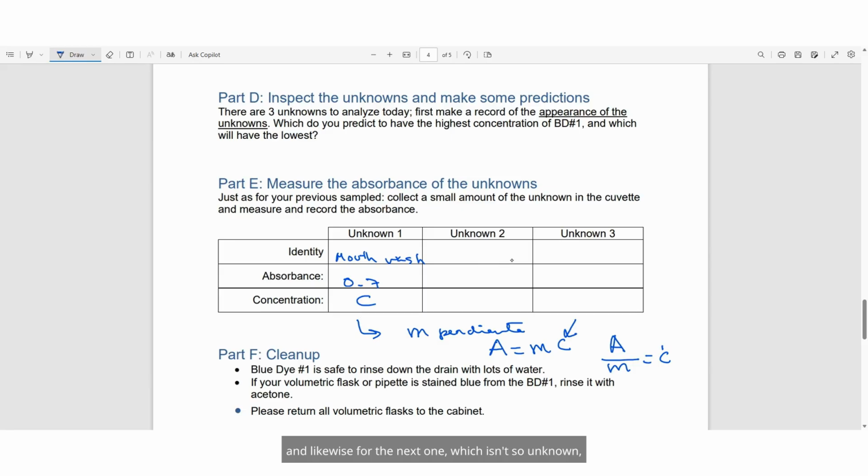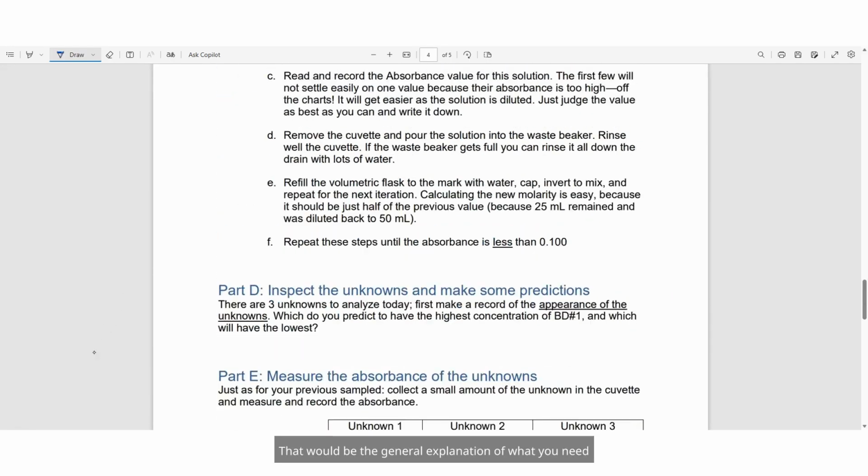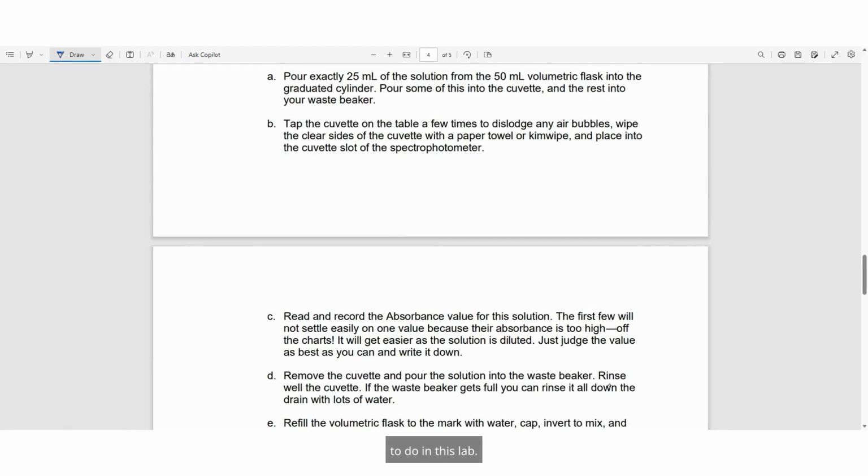And likewise for the next one, which isn't so unknown because you already saw the name. It would be the Gatorade, and the Windex would be the other substance that contains blue dye. That would be the general explanation of what you need to do in this lab.